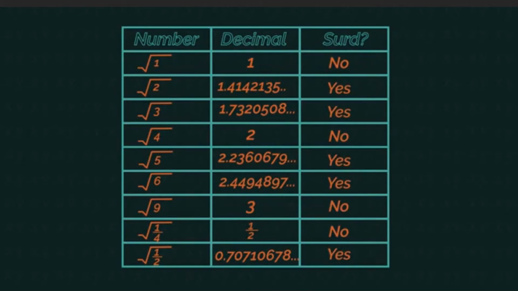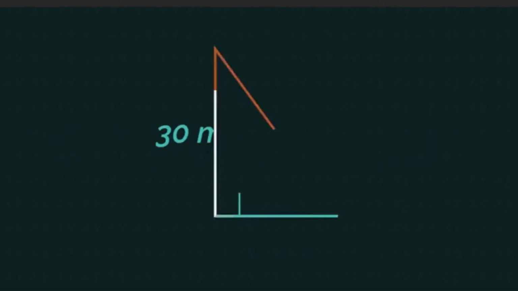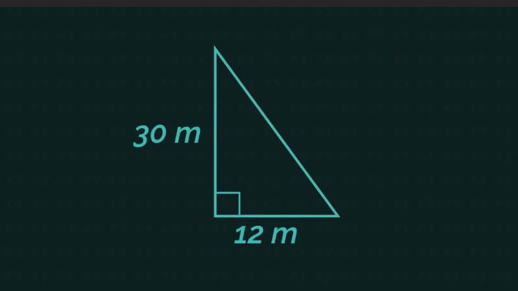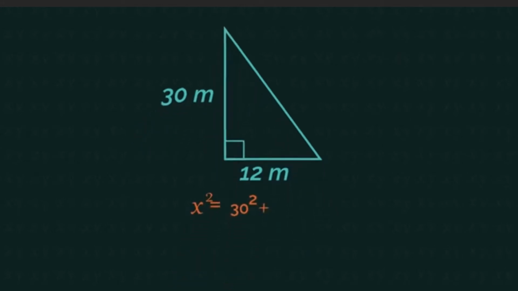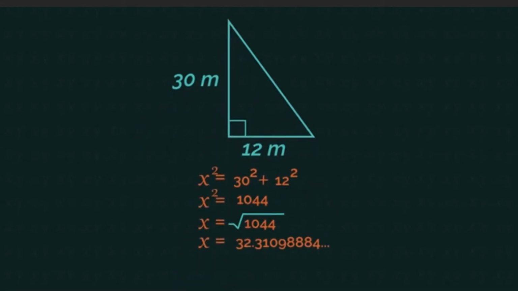Surds are actually really useful. See how much easier it is to write square root 2 rather than all of those decimals. And actually, in Pythagoras, we come across them a lot, because it is much more accurate to leave it as a surd than to round the decimal places. So square root 1044, or the simplified surd form of 6 root 29, is much more accurate and easier than writing 31.31, etc.